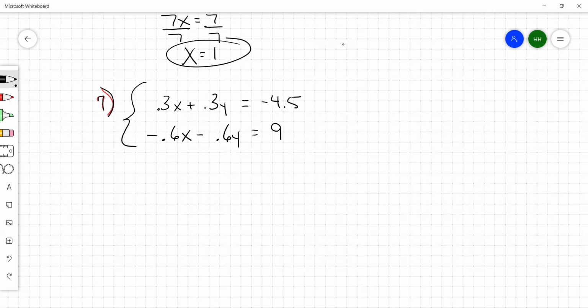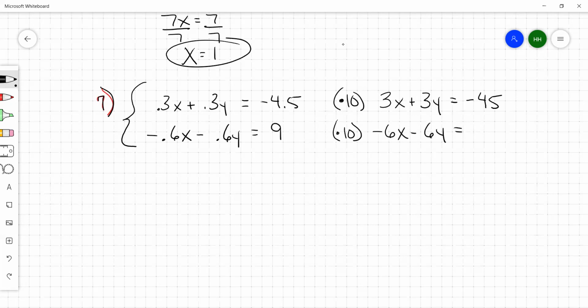Only other thing, I don't know. Do you remember last week or the week before when we wrote it in standard form with integer coefficients? If there was a fraction, we multiplied everything by the denominator. And if there was a decimal, we multiplied everything by the decimal place. If you multiply everything up here by 10 first, just because everything's in the tens place, what's 0.3 times 10? Negative, what would that be? 45, right? And if you multiply everything on the bottom by 10, just to get rid of the decimals, what do we got? Negative 6x minus 6y equals 90.